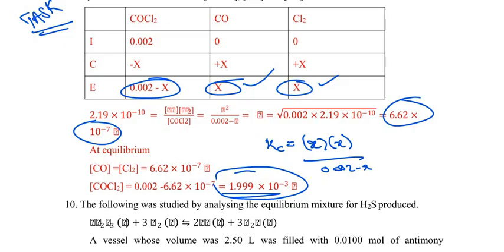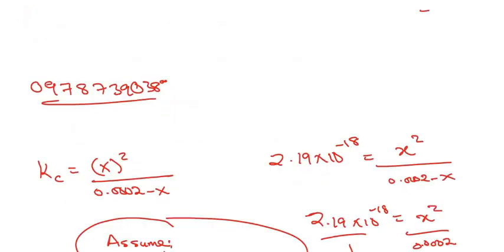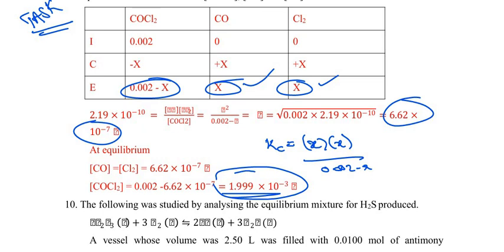So I hope this is okay. This here was supposed to be just 2 zeros, yes, 2 zeros. So it was 0.002 minus x, assumed to be 0.002. So that's what you have there on question number 9.